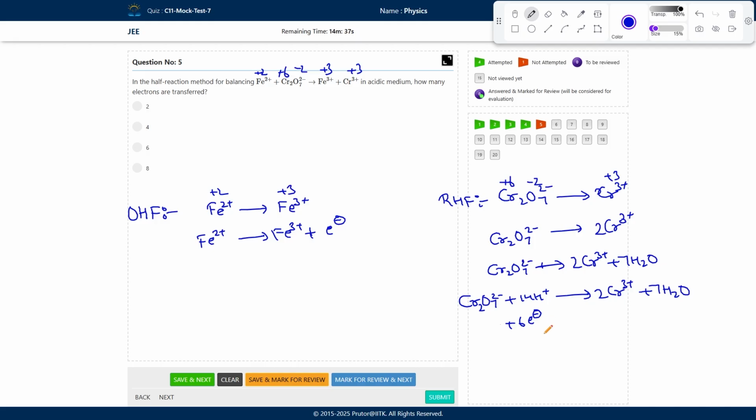What is the next step? It is to make the electrons equal in both oxidation half reaction and reduction half reaction. So for that, you will multiply the oxidation half reaction by 6. So 6 electrons, 6 Fe3+, 6 Fe2+. Do we need to continue further? No, because now we got the electron transfer count, which is 6 electrons. So the correct answer will be 6. Moving on further.